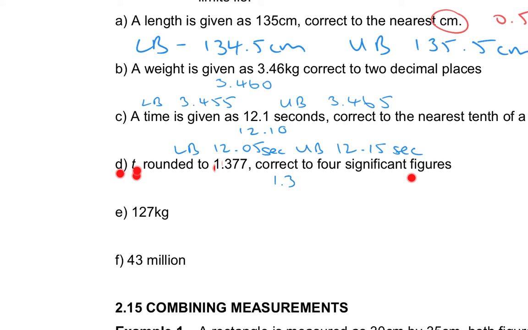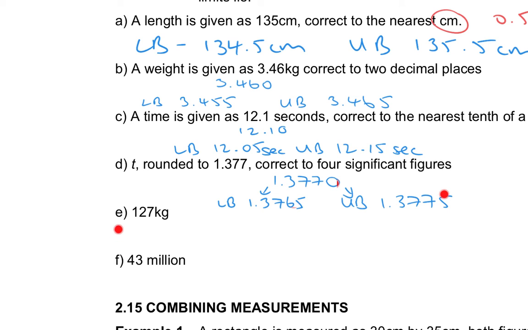So 1.377, and I'm going to put the 0 on there again. So the lower bound then, I just use LB for lower bound, 1.3765. Instead of thinking of this as 70, I'm going to put down for the lower bound 65. And then for the upper bound, 1.3775. So basically, making it into 70, then going 5 below and 5 above.